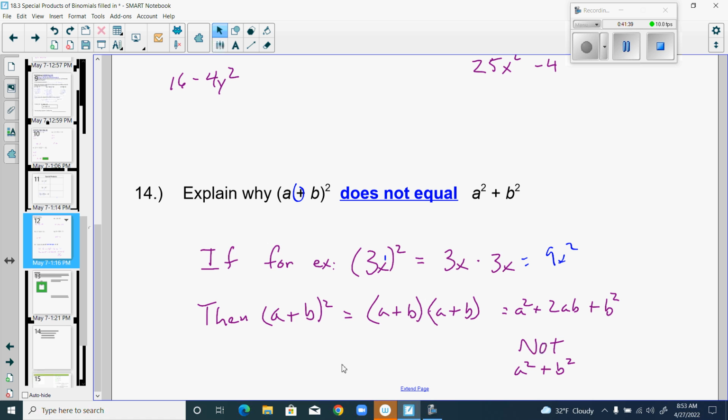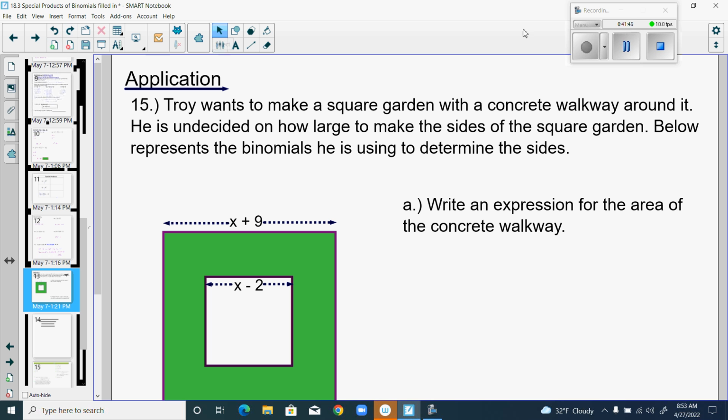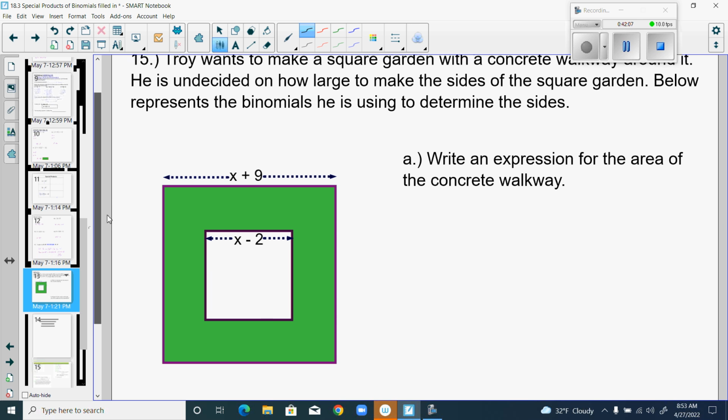He is undecided on how large to make the sides of the square garden below, but below represents the binomials he's using to determine what the sides are. So we have x plus 9 to represent this, and we have x minus 2 to represent that. And if it's a square, then what we should remember is that a square is all the same side. So this is also x plus 9. Right? And then this is also x minus 2.